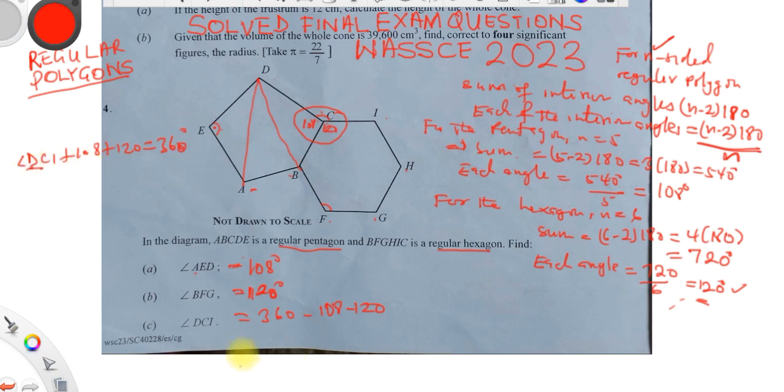So we take 360 and then subtract. What do we get? 360 minus 108 minus 120, which is 132. So this is equal to 132 degrees, guys. So guys, how do you find this? This is very interesting. That's why, get understanding, don't memorize.